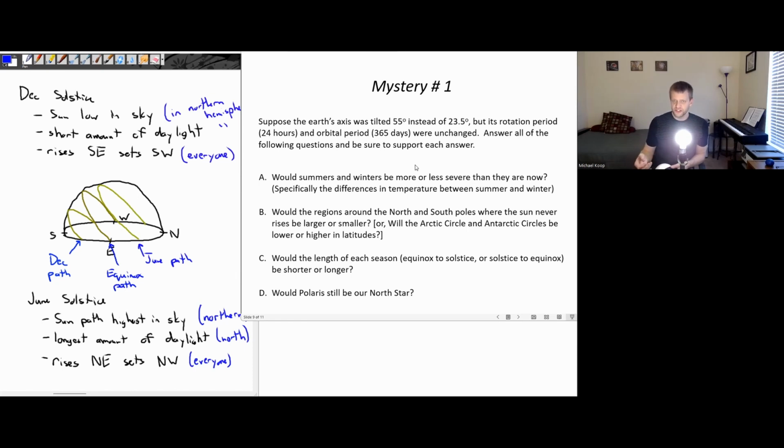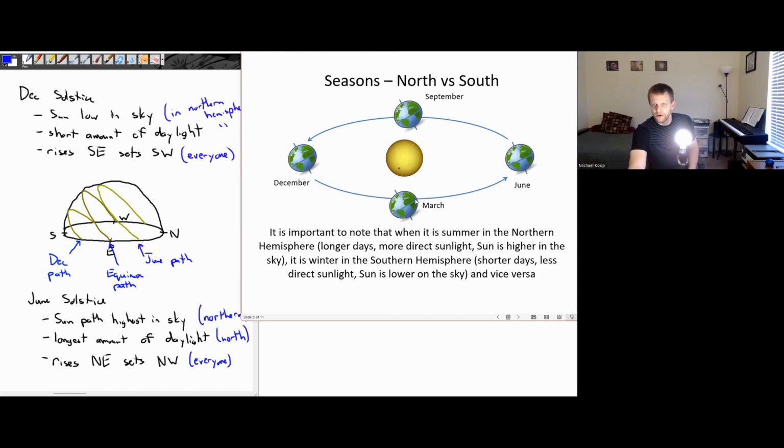What about the length of each season? Equinox to solstice or solstice to equinox? Would that be shorter or longer? Well, if we go back to this diagram, if all we do is increase the amount of tilt, going from December to March is still going to be 3 months. Going from March to June is still going to be 3 months. June to September, 3 months. September to December, 3 months.